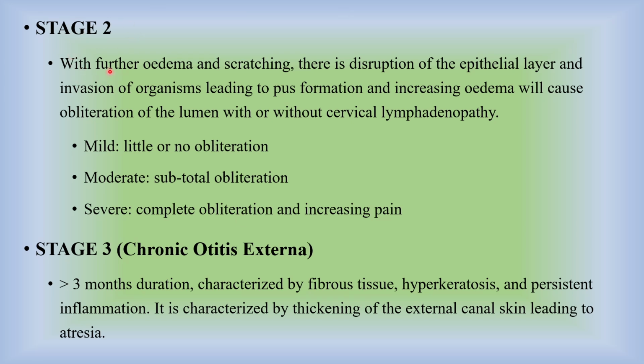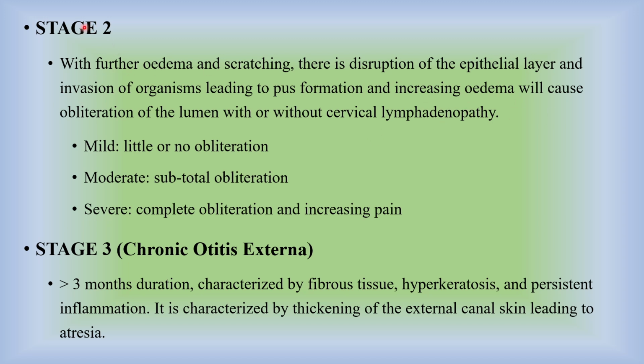In stage 2, with further edema and continuous scratching, there is disruption of the epithelial layer and invasion of the organisms. So when there is maceration or a breach in the skin, there will be invasion of the organisms, leading to pus formation and increasing edema. So side by side, both things are continuing. Edema will be there and pus will be leaking out, and this will cause obliteration of the lumen of the external aural canal with or without cervical lymphadenopathy.